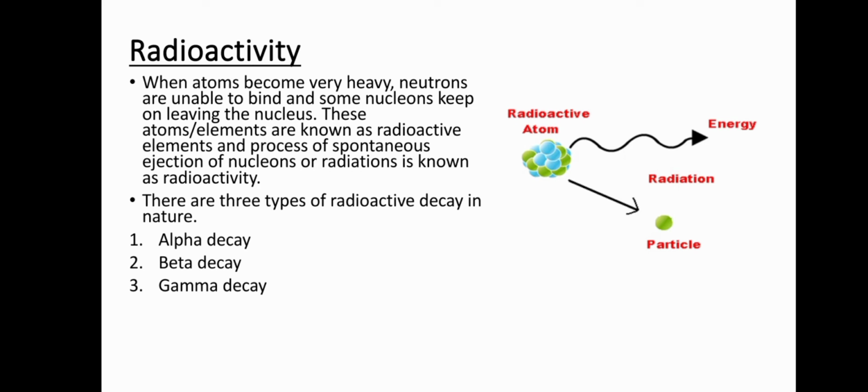Radioactivity. When atoms become very heavy, neutrons are unable to bind and some nucleons keep on leaving the nucleus. These atoms or elements are known as radioactive elements, and the process of spontaneous ejection of nucleons or radiation is known as radioactivity. There are three types of radioactive decay in nature: alpha decay, beta decay, and gamma decay.